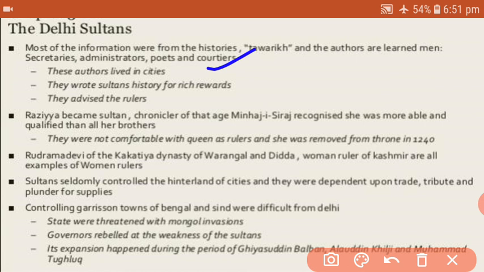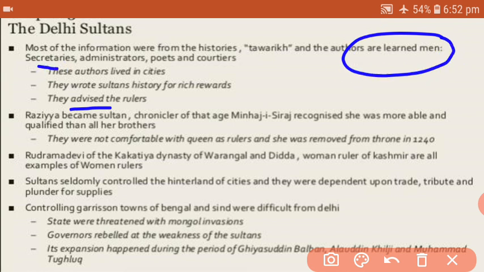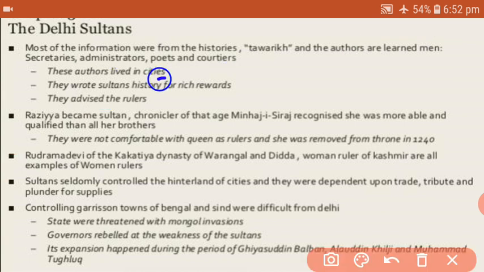These authors lived in cities. They wrote the sultans' history for rich rewards. Not all historians agree that all the details are authentic, but the majority of the things are to the point and correct. They advised the rulers also. They were so learned that they also advised the rulers. So who were these learned men? They were secretaries, administrators, poets, or even courtiers. They lived in cities, wrote about the histories of the rich for rich rewards, and also advised the rulers.